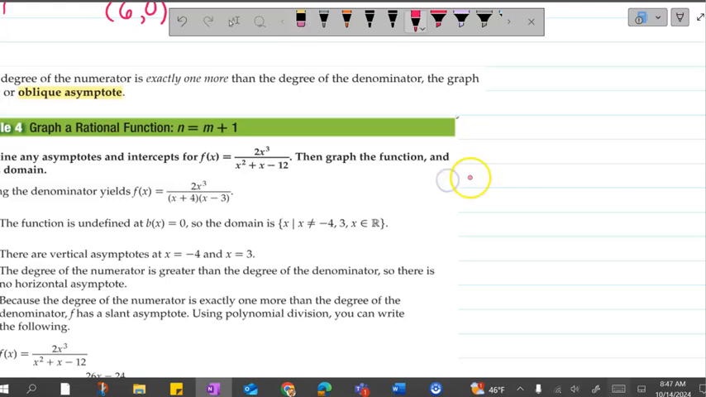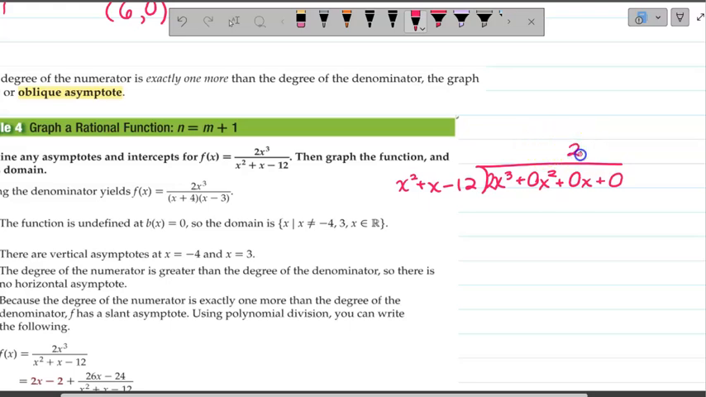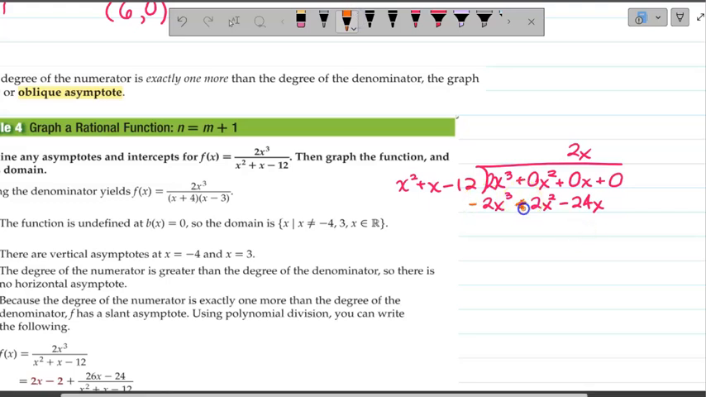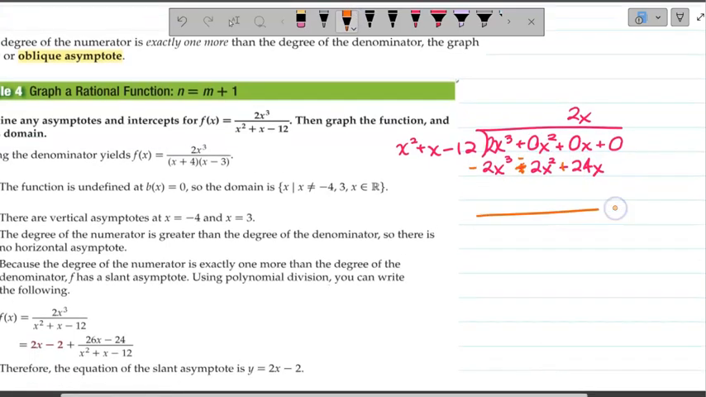Oh, can't do it synthetic because it's x squared. We can do it long division style. 2x cubed, no x squared, no x, and a constant. And when we multiply here, we know that x squared would need to be multiplied by a 2x. Gives me 2x cubed plus 2x squared minus 24x. Change your signs. Draw a line and combine.